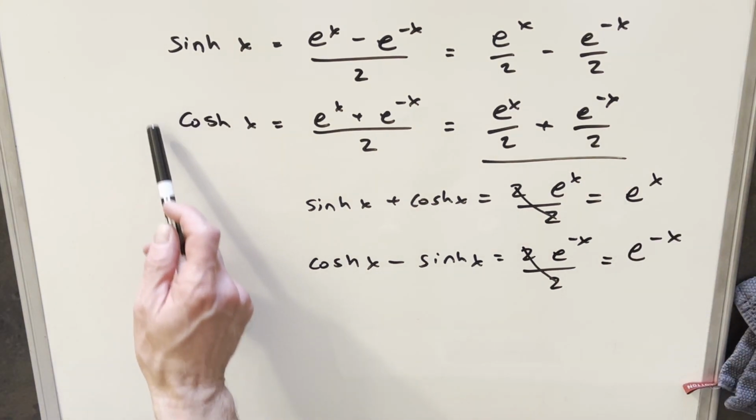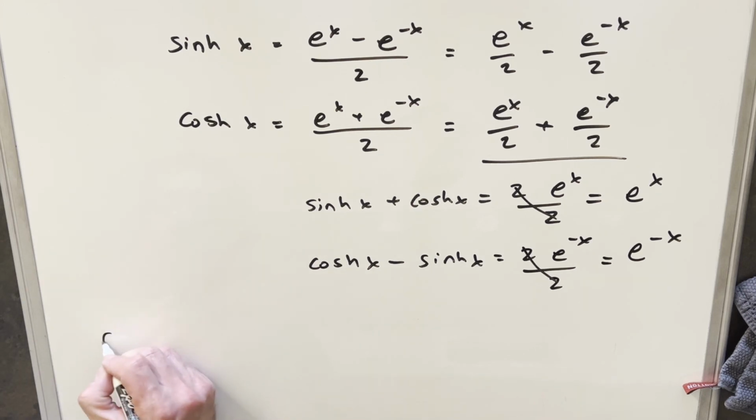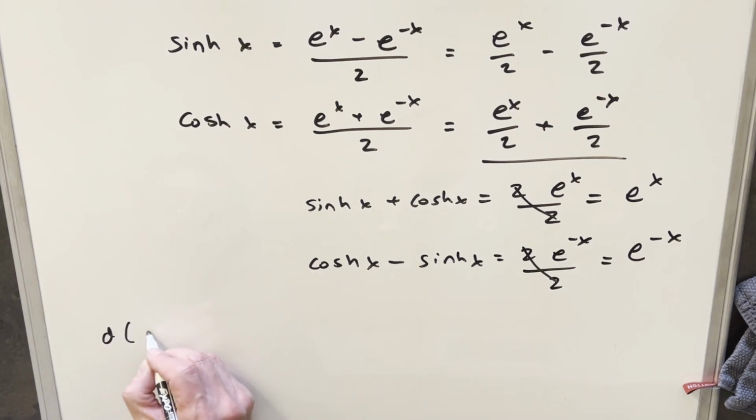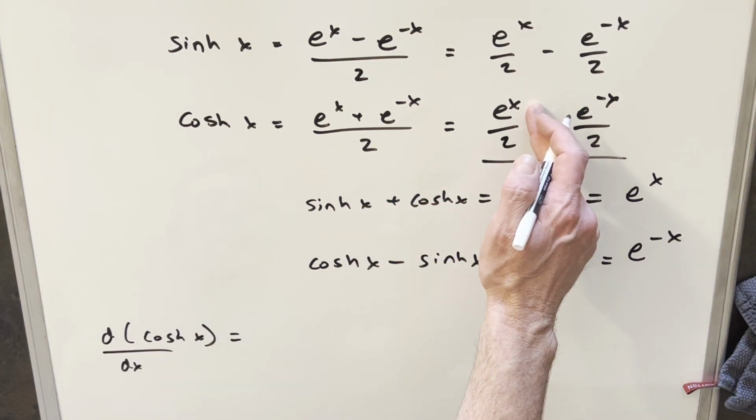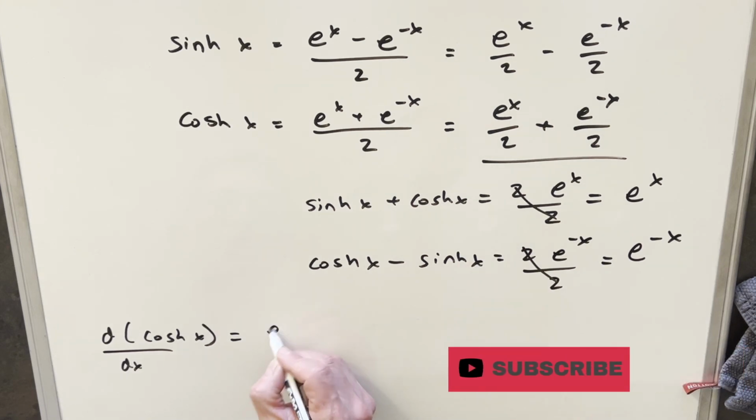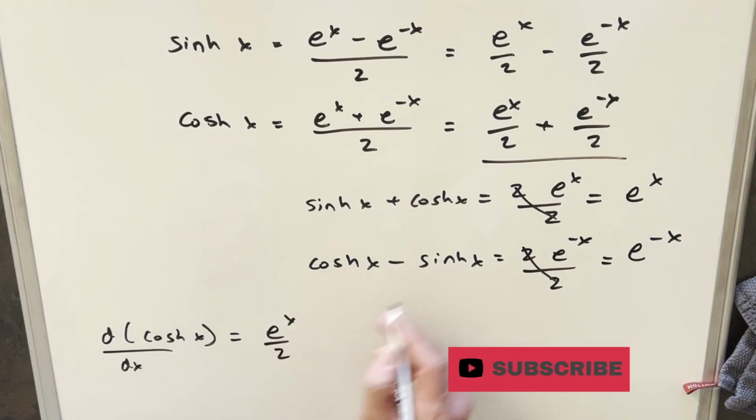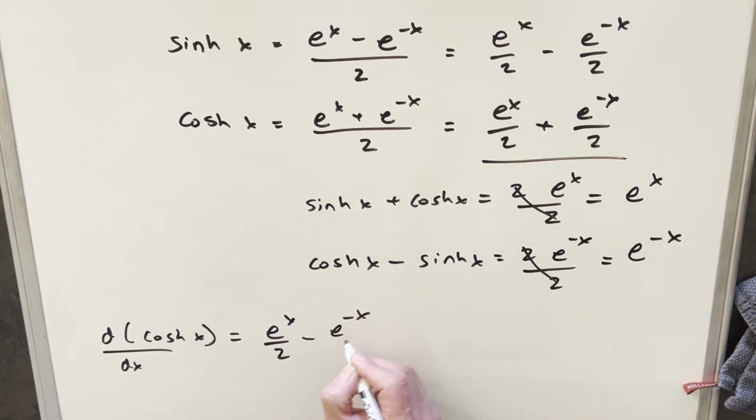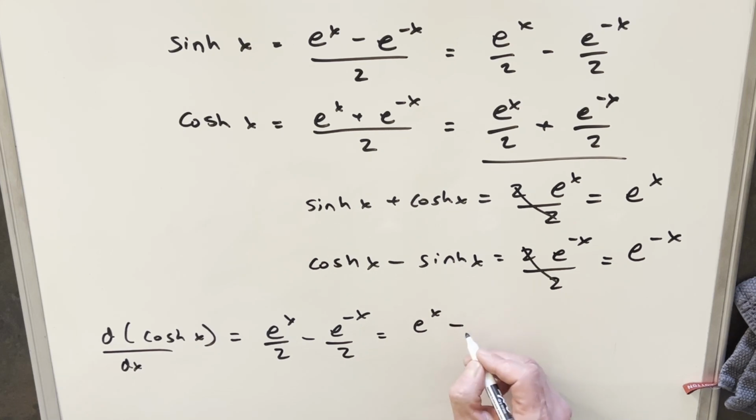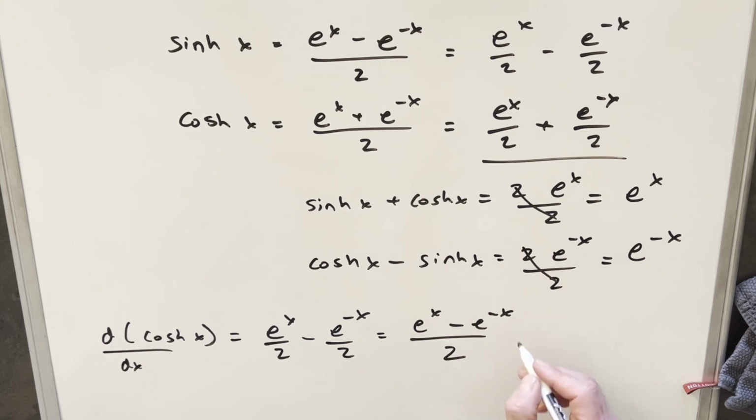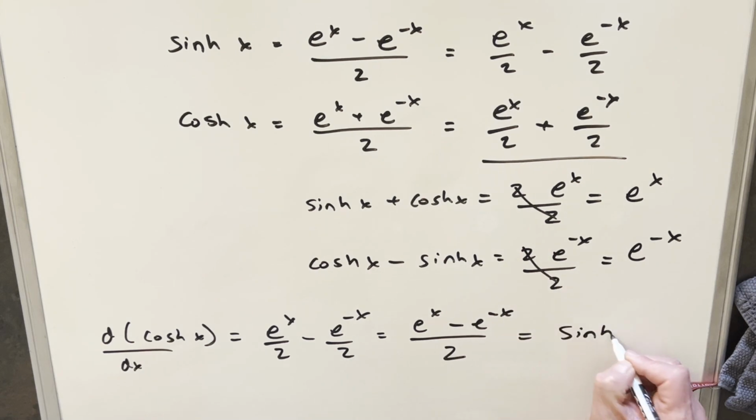Now another nice thing we can do with just sinh and cosh is take the derivative. So I'll just start with cosh. If I take the derivative of cosh of x with respect to x, so using the definition in this form, if we take the derivative of 1/2 e to the x, we just get 1/2 e to the x. And then here, if we take the derivative of this, we get minus e to the minus x over 2. But this here, we can put it back in this form and write it as e to the x minus e to the minus x over 2. And that's actually our definition for just sinh of x.